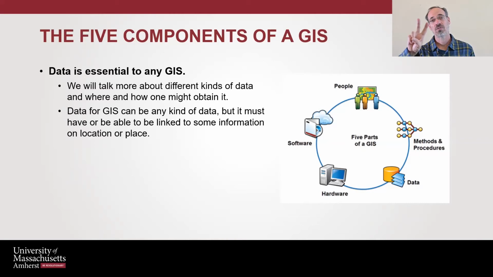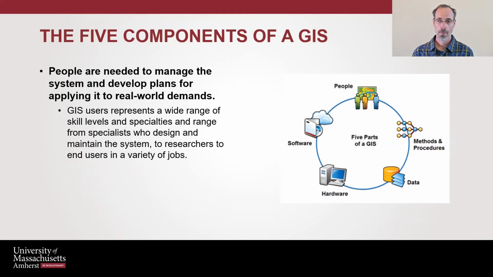So there are sort of 2 different ways of referring to space. You could refer to space explicitly, like for example through latitude, longitude, or XY coordinates. Or you can refer to space implicitly, like through place names, for example. So any data that has some sort of spatial information in it can be used for a GIS.